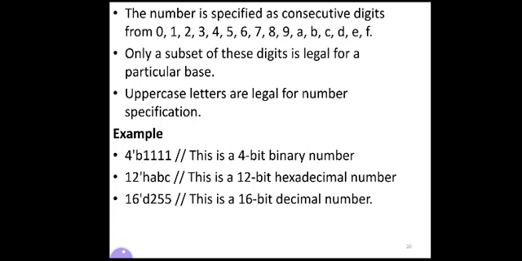Second example, 12'hABC. Observe here, 12 is the size of the number, 'h is a hexadecimal number, then ABC is a hexadecimal number. Each digit of ABC is 4 bits. A is nothing but 1010, B is nothing but 1011, and C is 1100 in binary. So A, B and C together it is 12 bits. That's why 12-bit hABC.